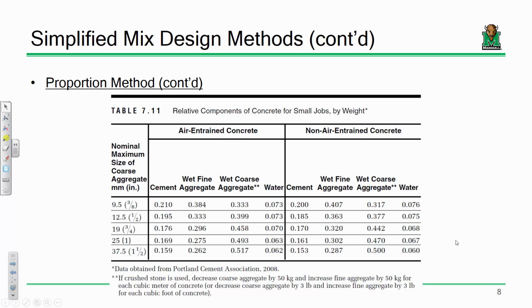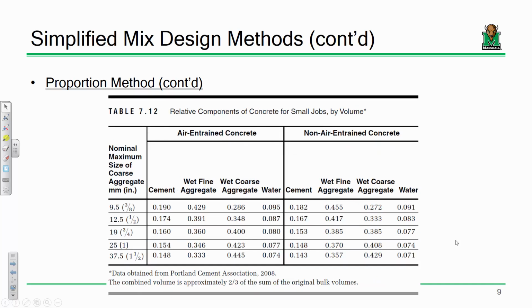Everybody got 1? Okay. So basically what this is saying is that if I have non-air-entrained concrete and I know my nominal maximum aggregate size, right? We learned about that with aggregates a little while ago. Then if I've got 1.5 inch nominal maximum aggregate, I throw about 15% by weight cement, 28.7% by weight of sand, 50% gravel, and 6% water. That's it. Now again, these are simplified methods, but I do want you to be aware of them.